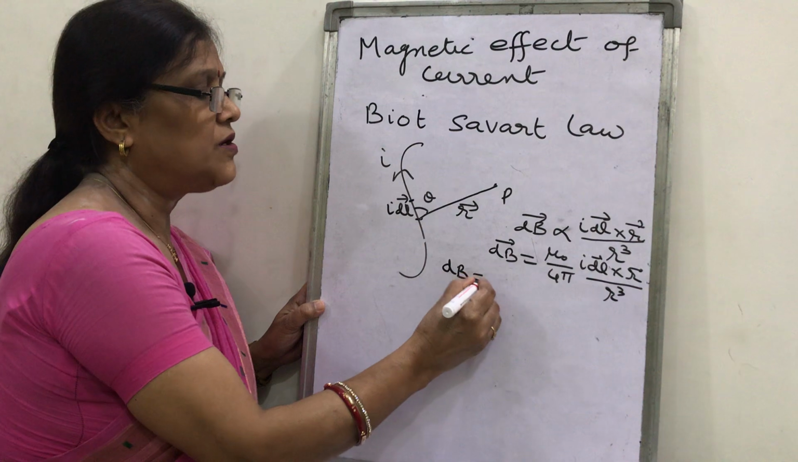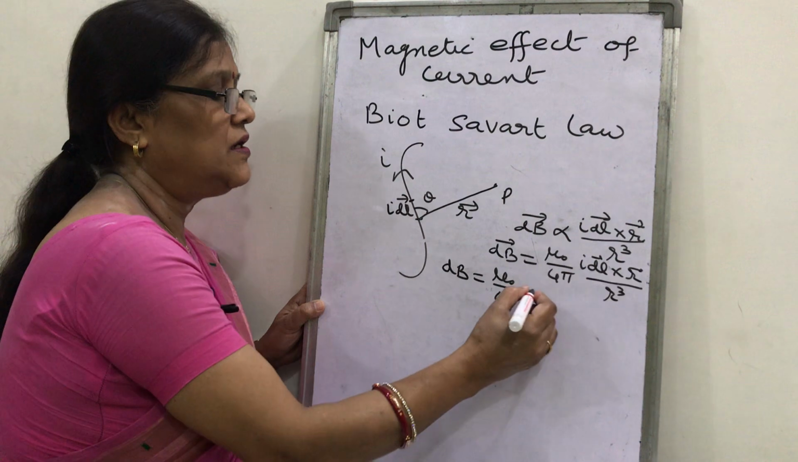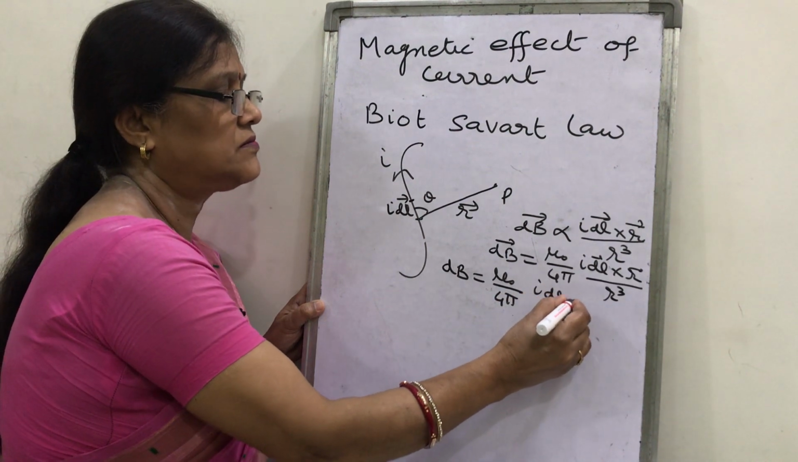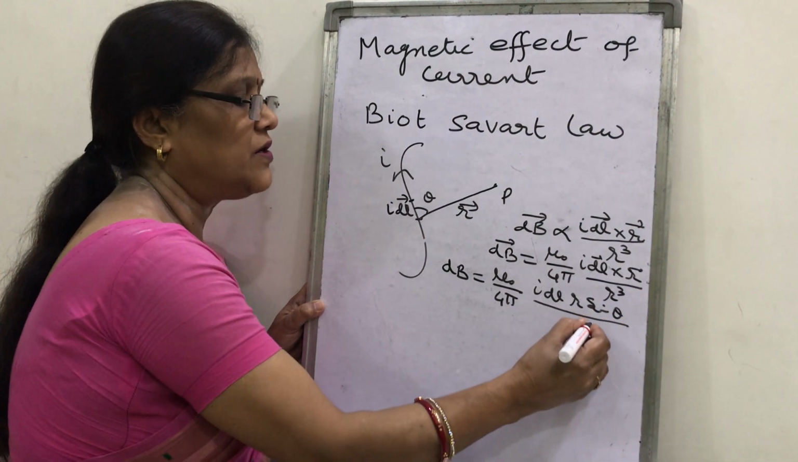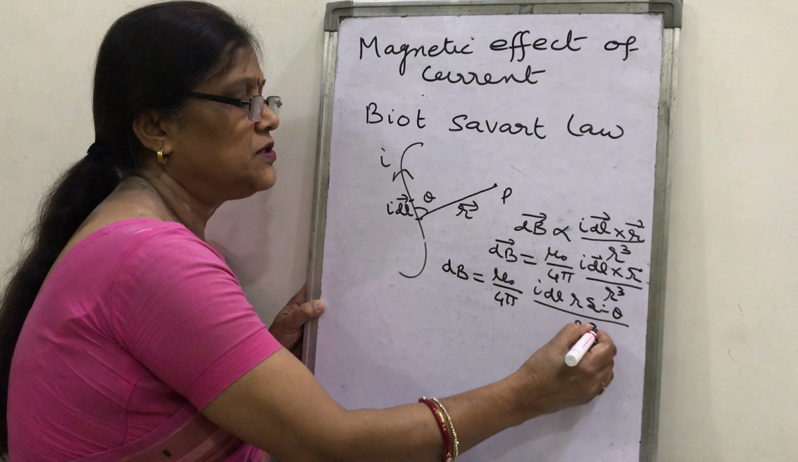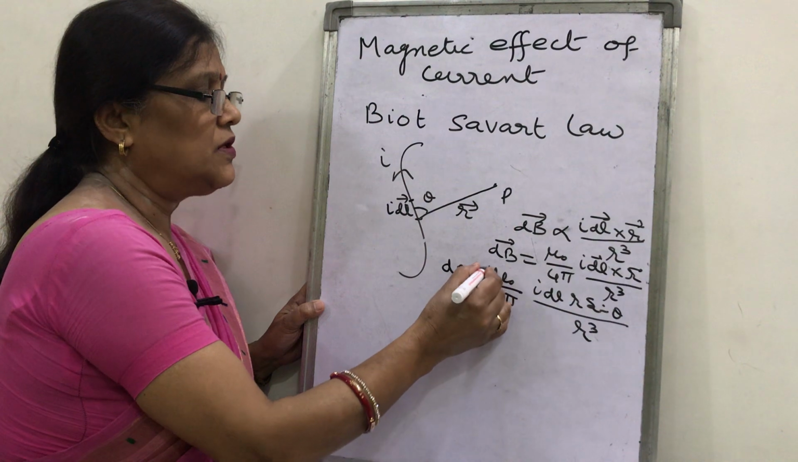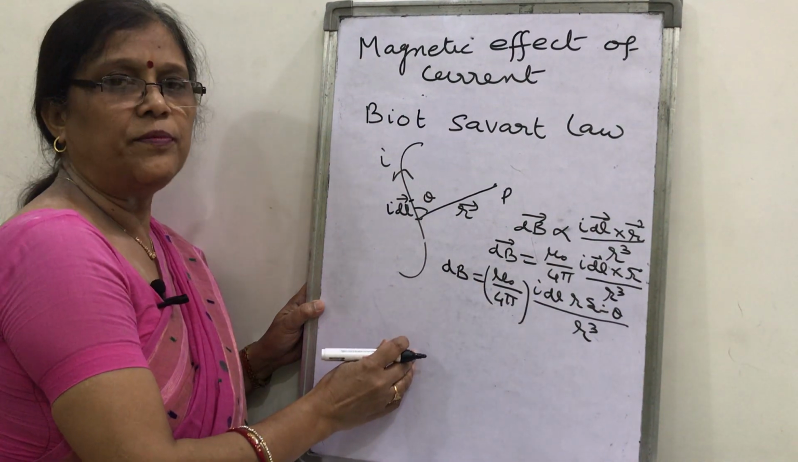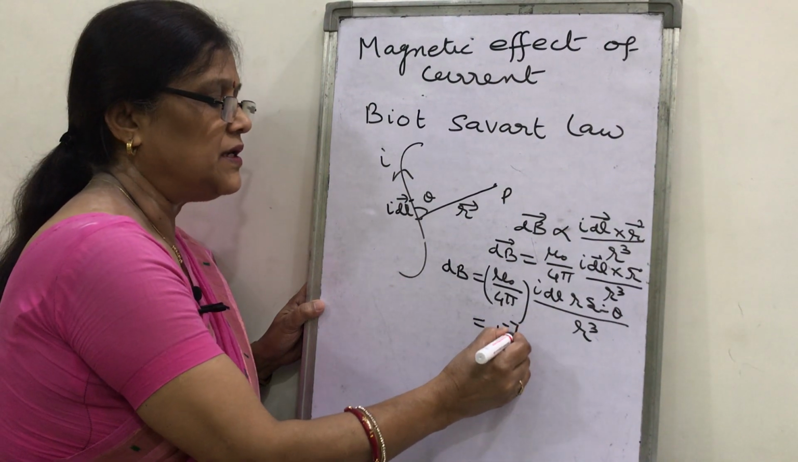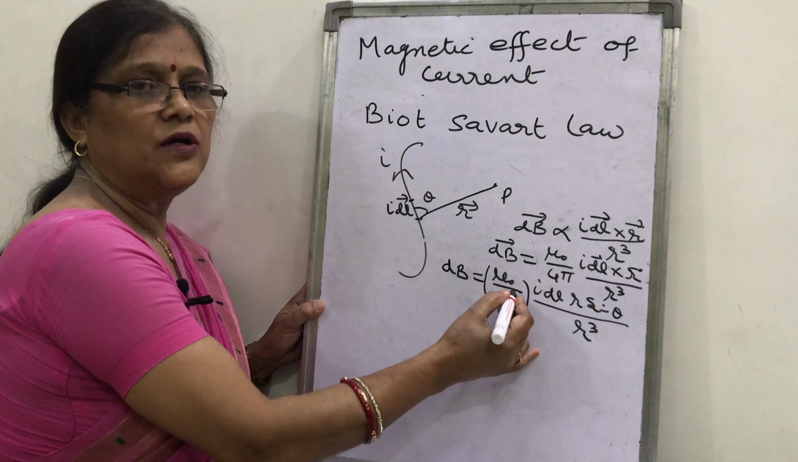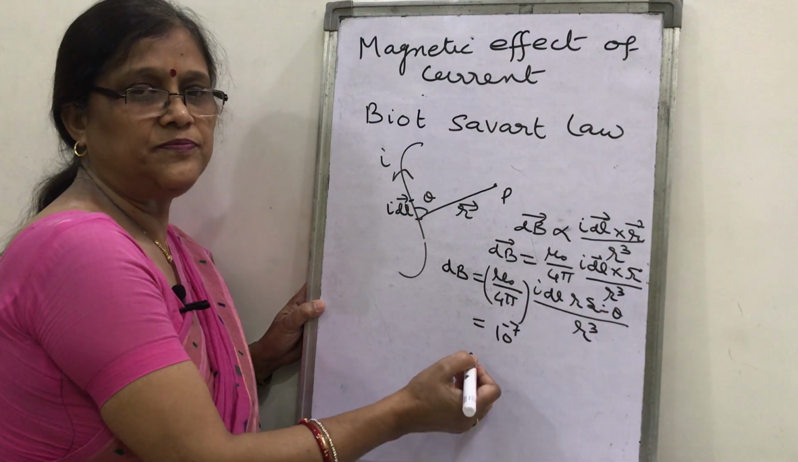How will you write the magnitude of dB? dB, the small magnetic field, equals mu naught upon 4 pi, I dl cross r, which is I dl r sin theta upon r squared. We are talking about magnitude, so this r cubed will make r squared because r is in the numerator also. What constant? This mu naught upon 4 pi value is 10 to the power minus 7 units. This is the constant mu naught called the permeability of free space.